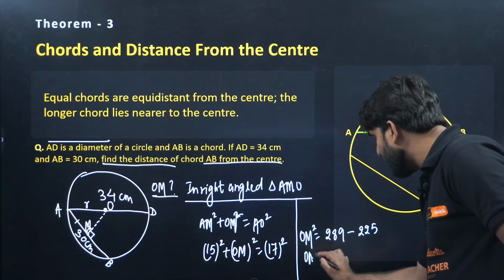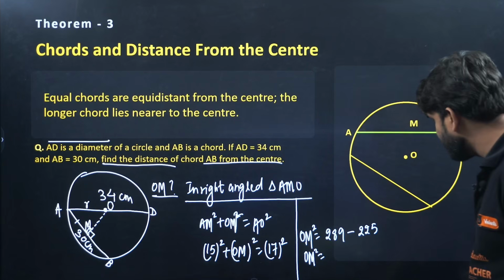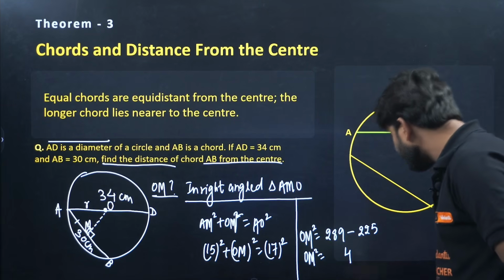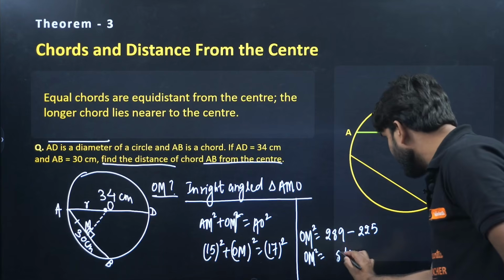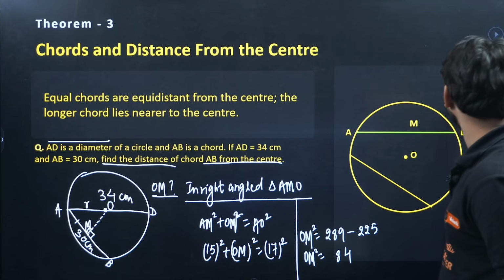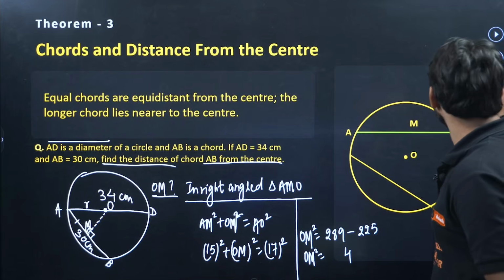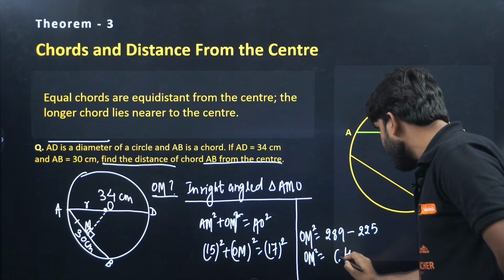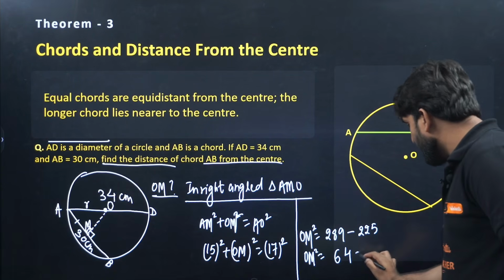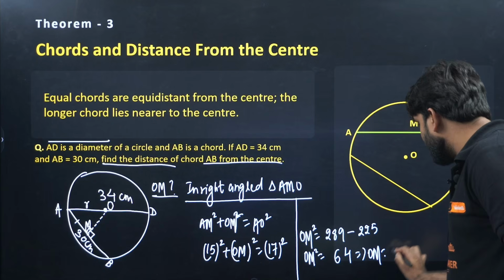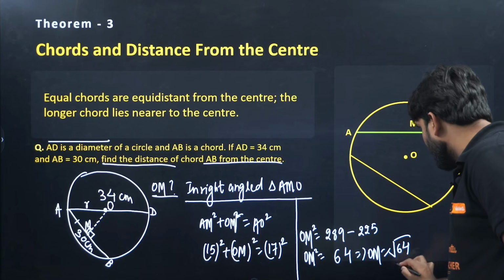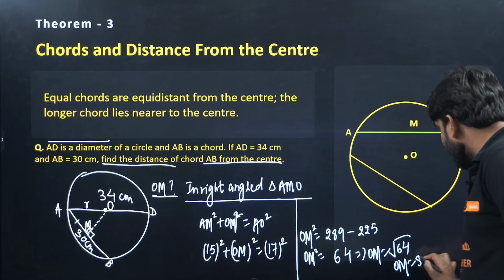So OM square, can we please subtract this? So this is 4 and this is 8. Oh sorry, 6. 8 minus 2 is 6. Okay, just a second. So this is 64. Wow. I hope this is clear to you. So OM will be what? After removing the square, 64 will go in root. So OM is equal to 8 centimeter.